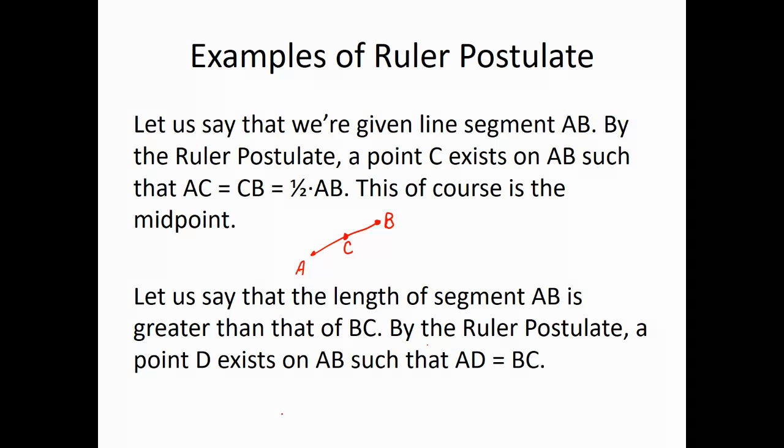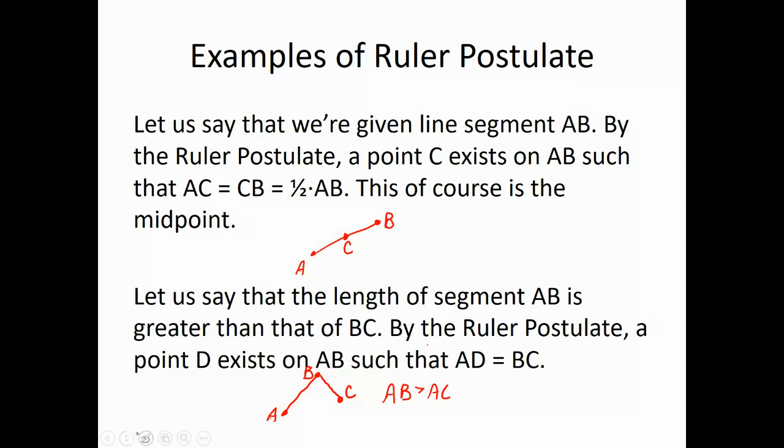So let us say that we have a segment AB. I'll draw us a little picture. So here we have a segment AB. And let us say also that we have a segment BC. And let us say third, that the length of AB is greater than the length of BC. Now, another application of the ruler postulate tells us that we can place a point D.